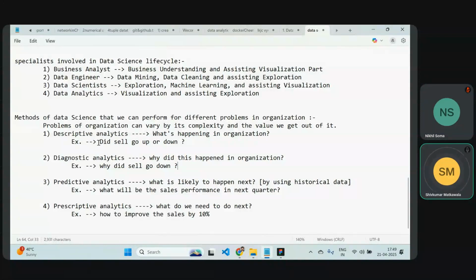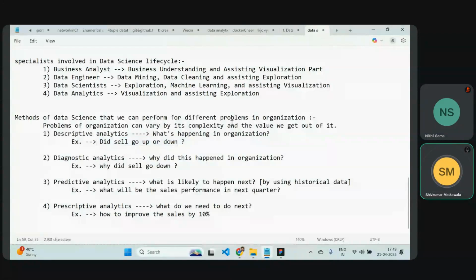For example, did sales go up? Say you are selling bikes, and you sold some bikes for 1 year, and after 1 year you want to apply descriptive analytics. In that, you are asking: did sales go up or down? So you will get the answer, whether sales went up or went down.